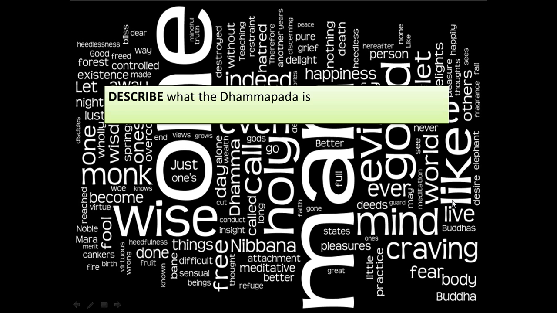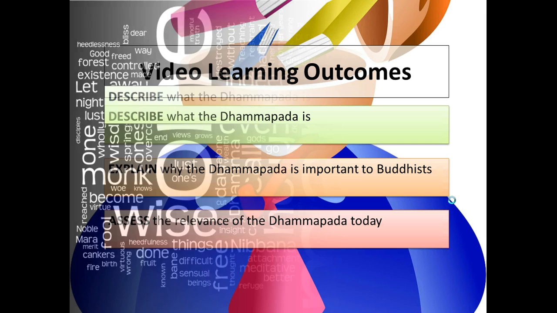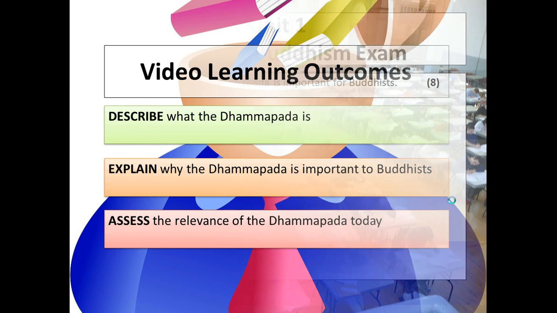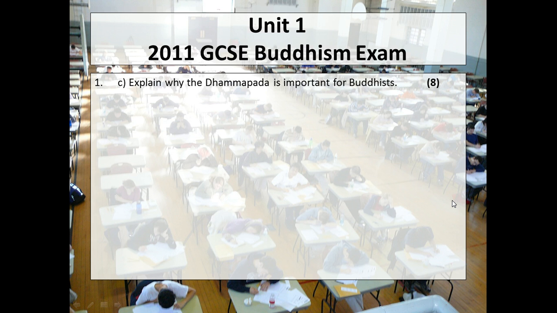So, first learning outcome, describe what the Dhammapada is. We can give that the Mr. Powers tick. Now, the second learning outcome, explain why the Dhammapada is important to Buddhists. So let's go to our model exam answer from 2011.